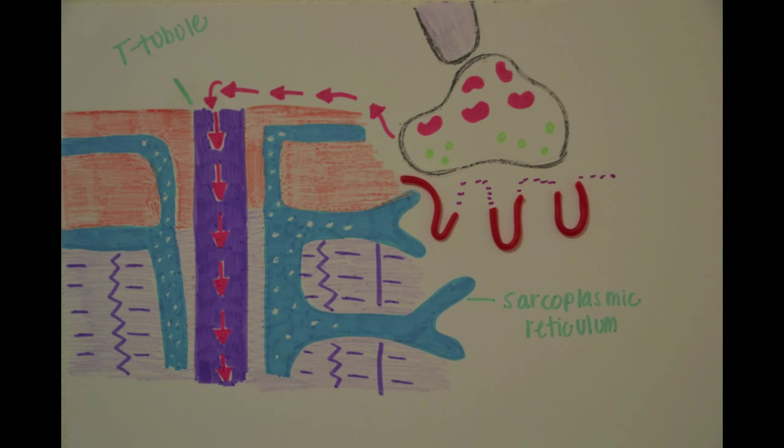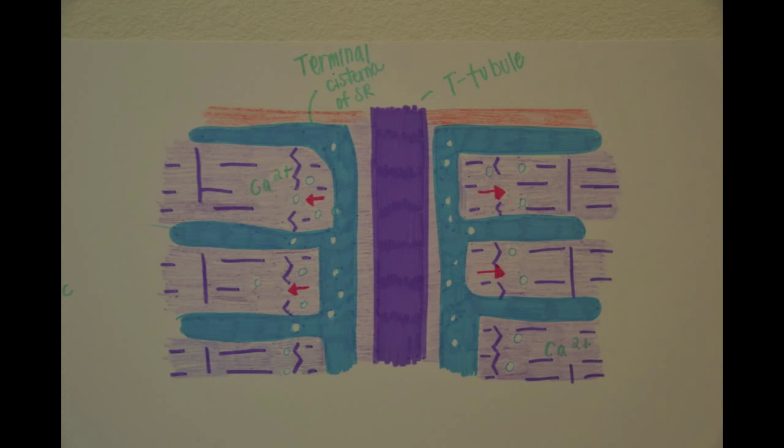As the action potential is occurring, it spreads over the sarcolemma and enters the T-tubule. The T-tubule is a purple tube going down the middle of the picture. When it's going down the T-tubule, voltage-gated channels open in the T-tubule. This causes calcium gates to open in the sarcoplasmic reticulum. You can see in the picture the calcium is leaving the blue portion, and that is the sarcoplasmic reticulum.